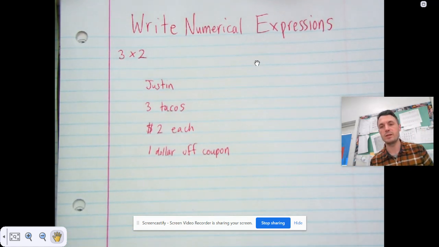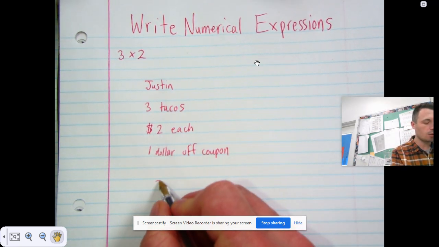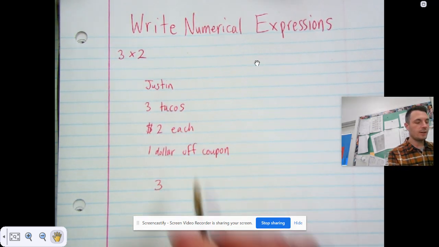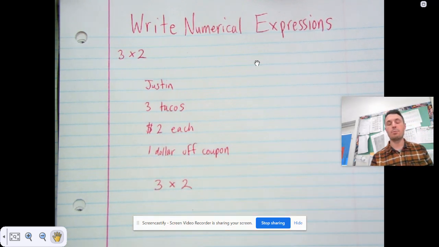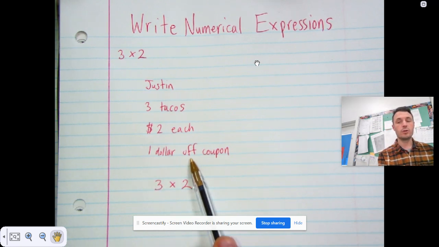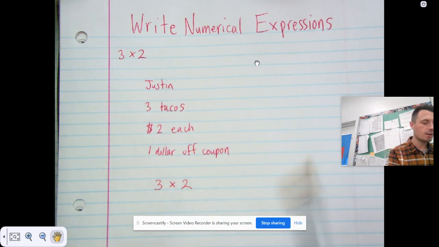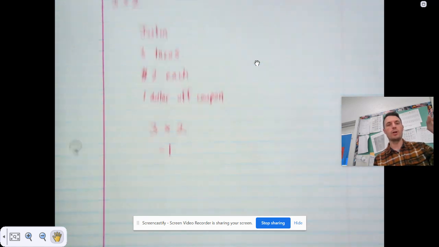Well, the easiest way to do it is to take it piece by piece. First of all, he has 3 tacos, and they're $2 each. So that's 3 times 2. That's one operation in this numerical expression. We also know he has $1 off. In order to take something off, we need to subtract. So another operation is subtract $1.